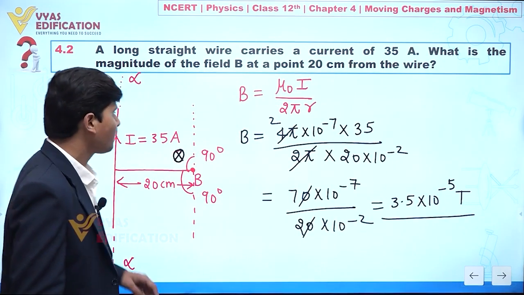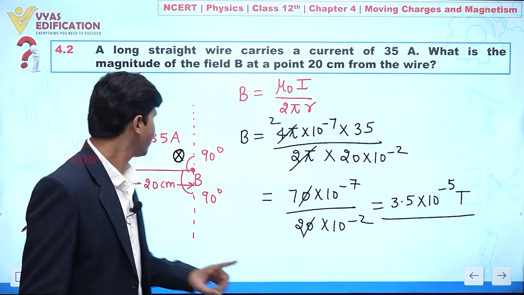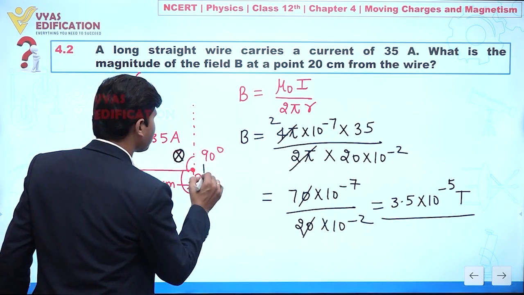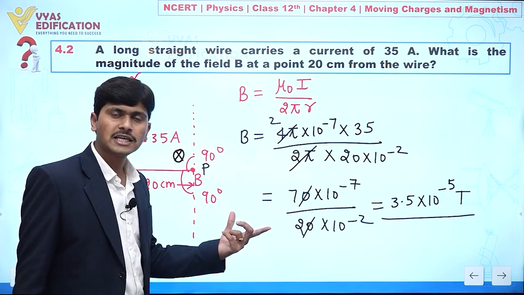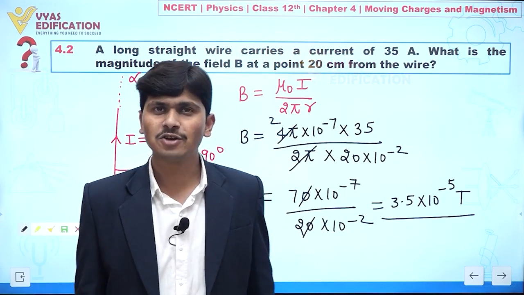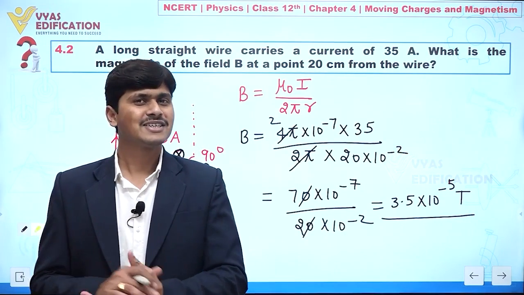So the magnetic field at a point P, any point, let's suppose we say P, at a distance 20 centimeter from this long straight wire, is given by 3.5 into 10 to the power minus 5 Tesla. So this is all about this question.